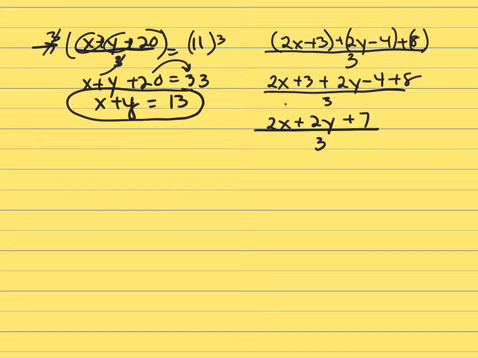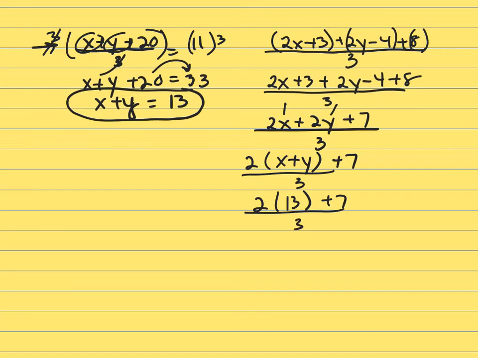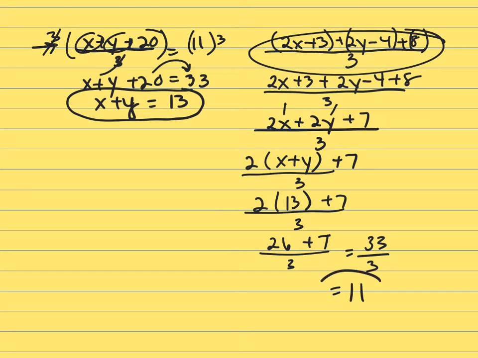And see how I saw that x and that y here? If you factor the 2 out, try to get an x plus y by itself so I can substitute in 13. Plus 7 over 3. Well, another name for x plus y is 13. Plus 7 over 3. That's 26 plus 7 over 3. 7, 8, 9, 10, 11, 12, 30. It's 33 over 3. So this average is 11.